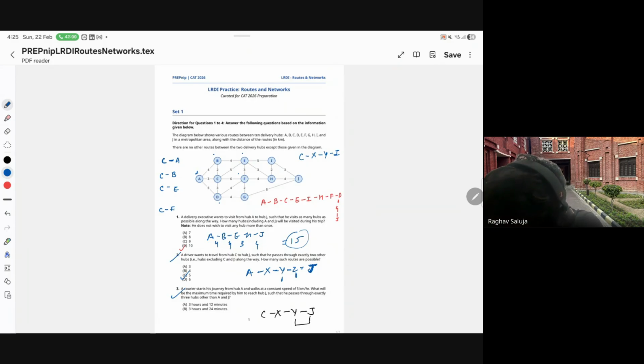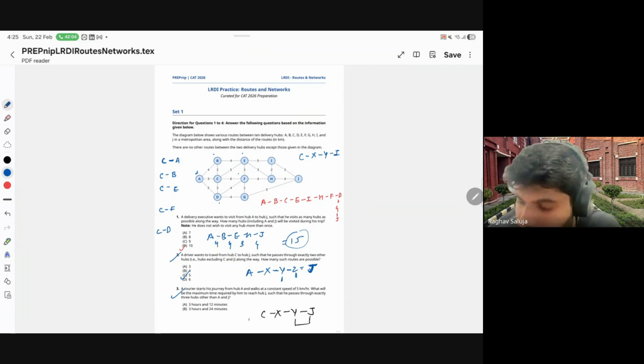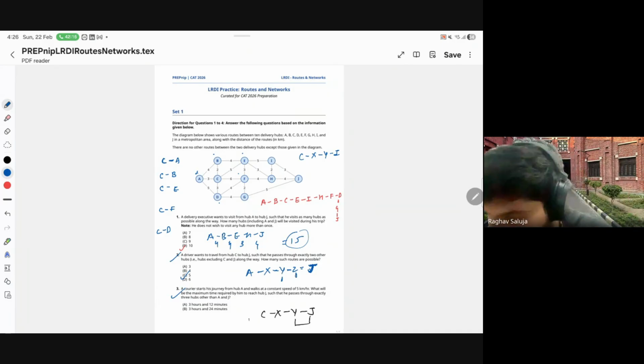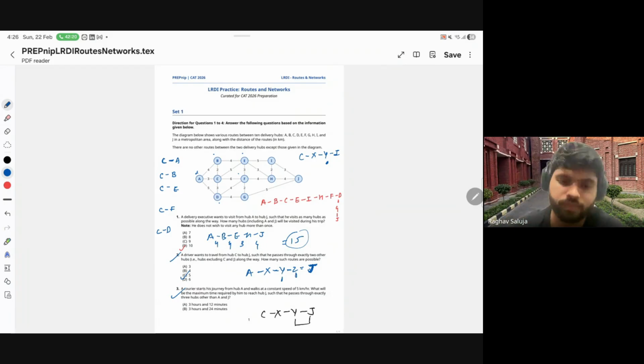C से you can go to F. C से you can go to D. इन 5 जगह जा सकते हो C से. अब if the path is C, X, Y and I, इस केस में CA वाले केस में A is the second hub. A के बाद you have to reach a neighbor of I.